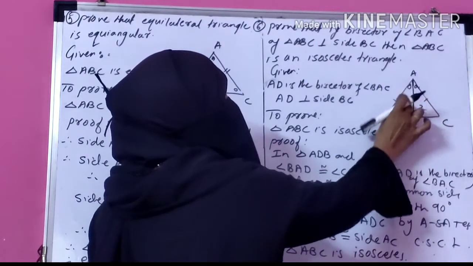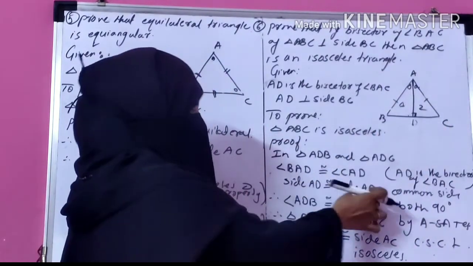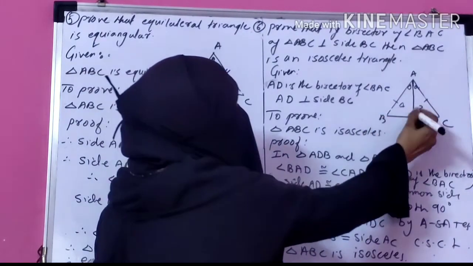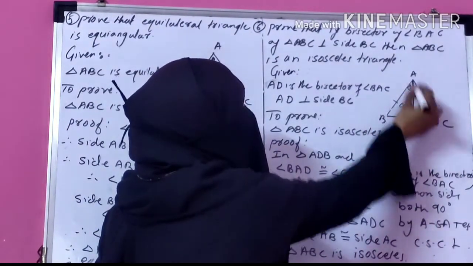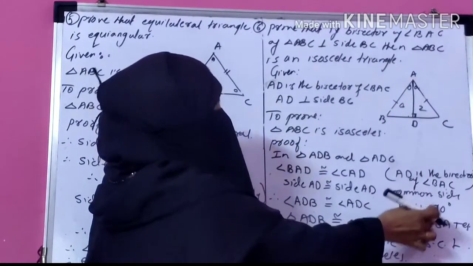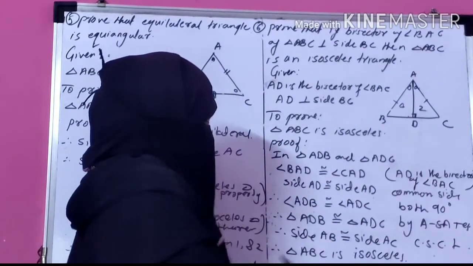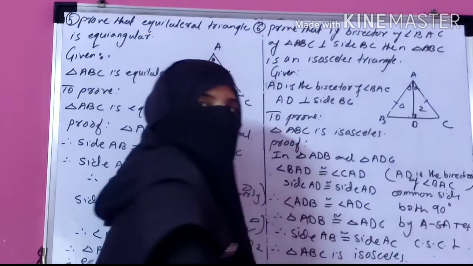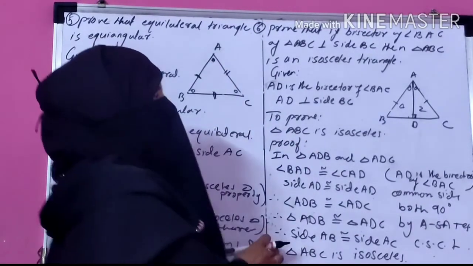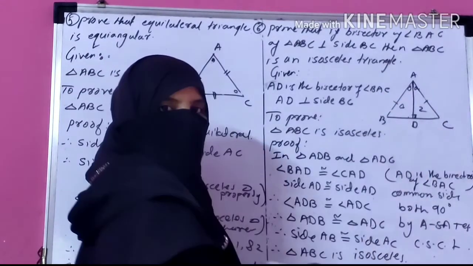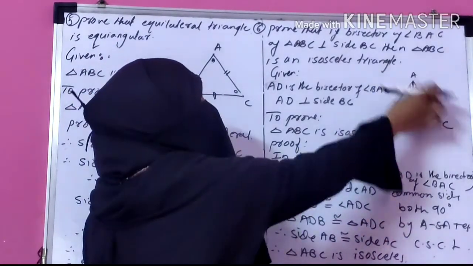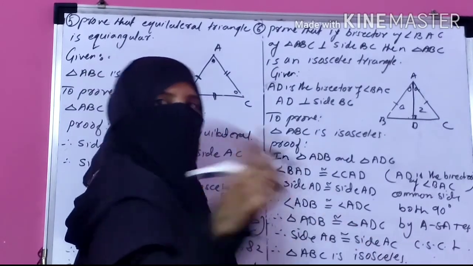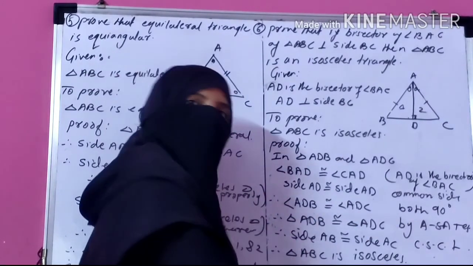And side AD is common in both triangles, so side AD is congruent to side AD. Next, angle D is 90 degrees, that means angle ADB is congruent to angle ADC, as both are 90 degrees. So therefore these two triangles are congruent by the ASA test. If the triangles are congruent, then the remaining parts are also congruent. So side AB is congruent to side AC. As two sides of the triangle are congruent, the triangle is isosceles.